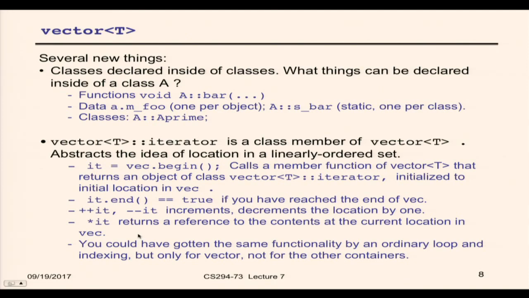Now, you could have gotten the same functionality by an ordinary loop and indexing, but only for vector, not for other containers. In addition, there's something that this iterator doesn't allow you to do that the indexing notation does. Let's say you have two vectors and you want to take a dot product of them. Well, the only way you can do that is by saying, what is the relationship between the value at one location for one vector and the value at the same location for the other. The only absolute notion of location you have that transfers between both vectors is the index k, an integer index. So iterators will not do everything, but they're a repeated idiom and they do lots of things for you.